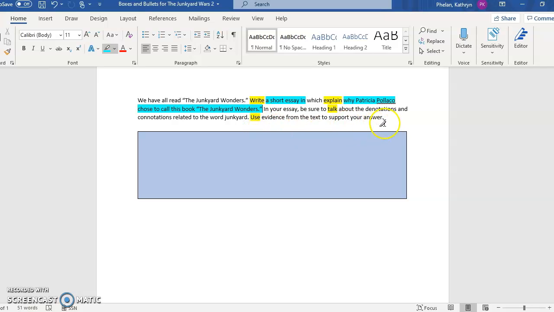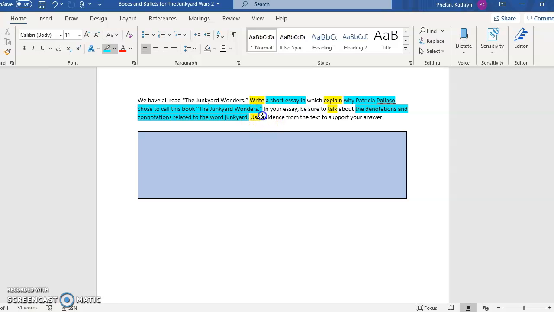Great. Then I'm talking, and what am I talking about? I'm literally talking about the denotations and connotations, which we learned yesterday, of the word junkyard. In other words, why did she choose to refer to her book as The Junkyard Wonders, and ultimately why does she connect these kids to the junkyard? The idea of a junkyard, we talked about on Monday, is not necessarily a good thing. Junk is something people usually respond to negatively, as a bad thing. So why would an author choose that? That's really what this question is asking me.